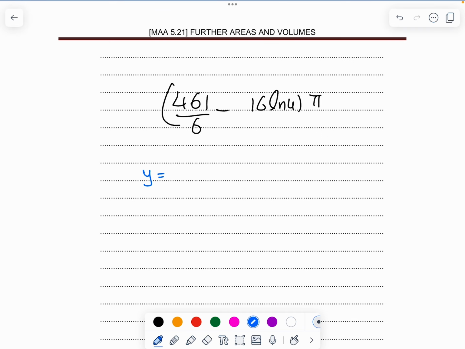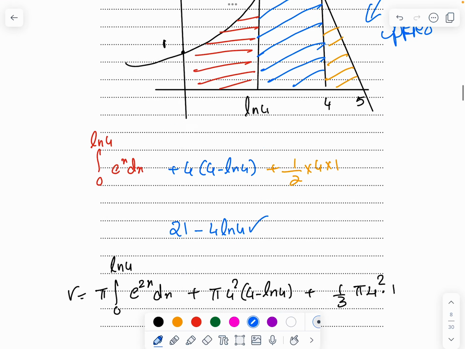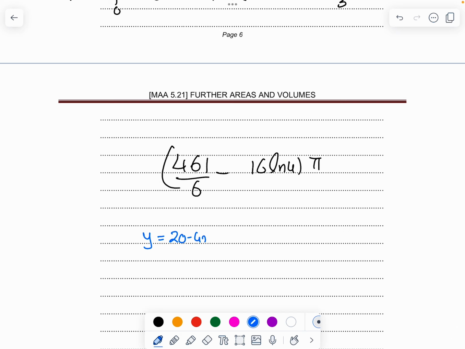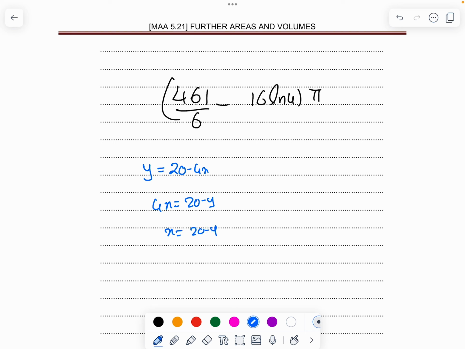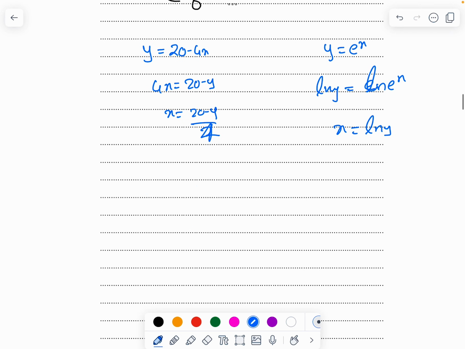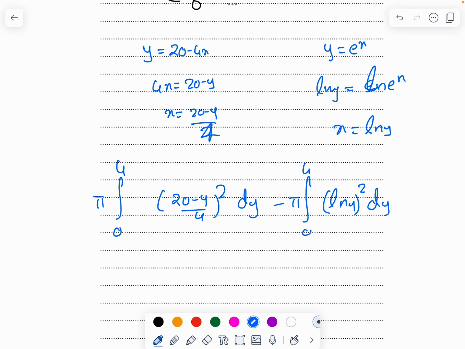So y equals, what was the equation? 20 minus 4x. So 4x equals 20 minus y. So x equals (20 minus y) by 4. And y equals e power x. So ln y equals ln e power x. So x equals ln y. So it becomes pi integral 0 to 4 of ((20 minus y) by 4) whole square dy minus pi integral 0 to 4 of (ln y) whole square dy. This is going to be the volume.